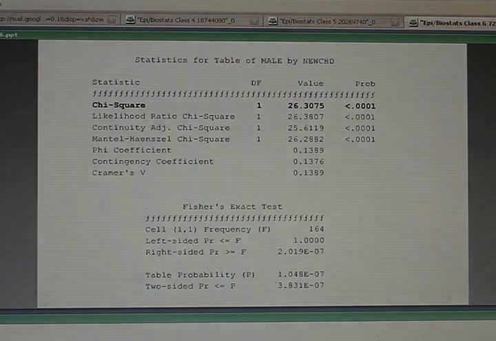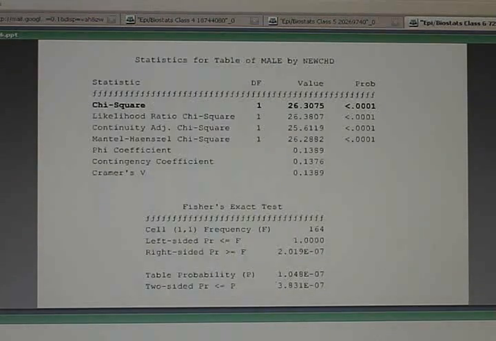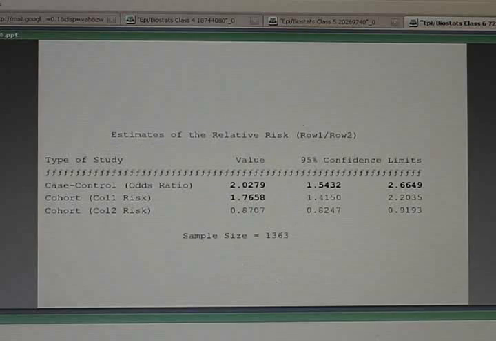So if you go back to that 2x2 table and compare the 25% risk among the males to the 14% risk among the females, by dividing 25 by 14, you'll get a risk ratio which is equal to 1.7658. You can also calculate an odds ratio from that 2x2 table. It's 2.02, and that's what I'm going to be focusing on today, the odds ratio. And it builds you a confidence interval around that odds ratio. It goes from 1.54 up to 2.0.